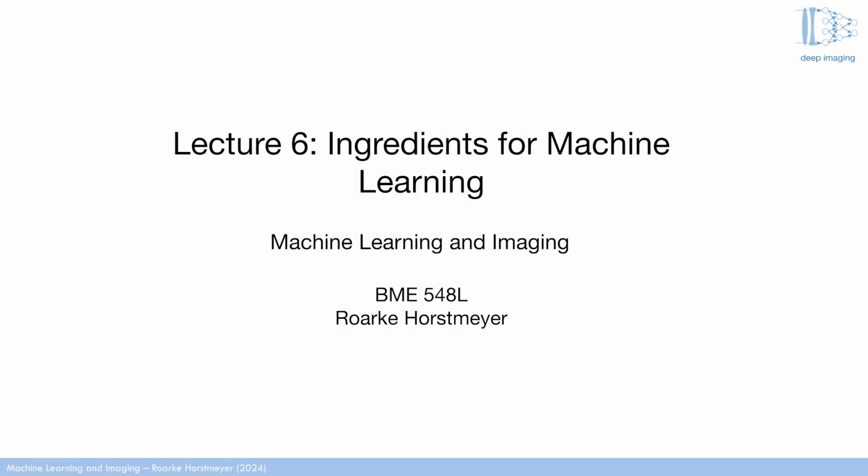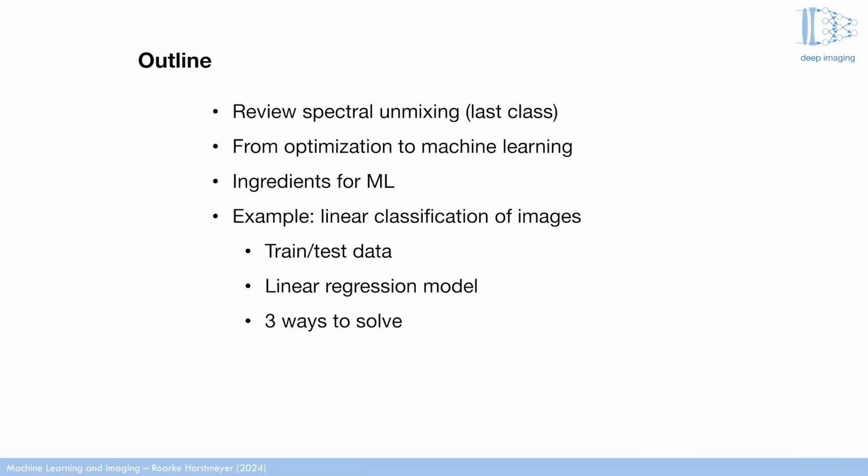So we're going to keep going with our discussion about optimization and machine learning. Okay, so today here's the outline for what we're going to go over. We're going to first do a review of the spectral unmixing just to recalibrate everyone's mind. That'll lead us into this transition from optimization to machine learning.